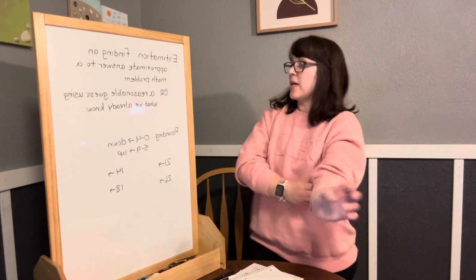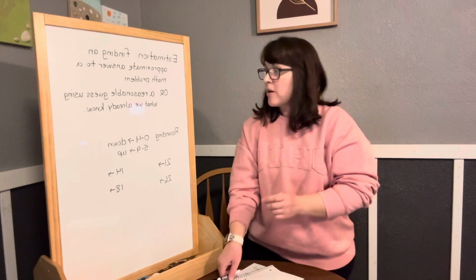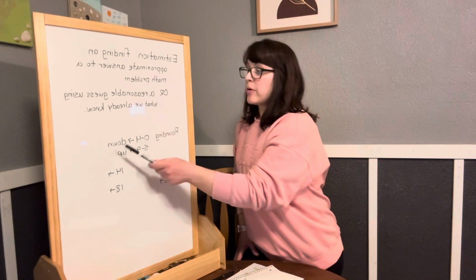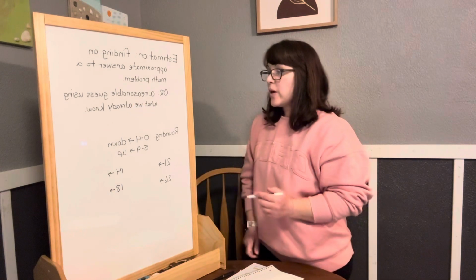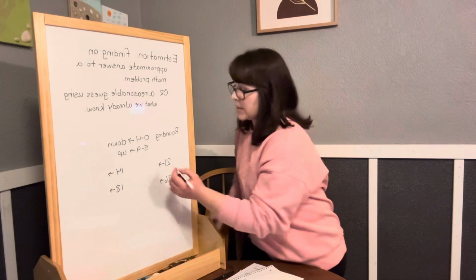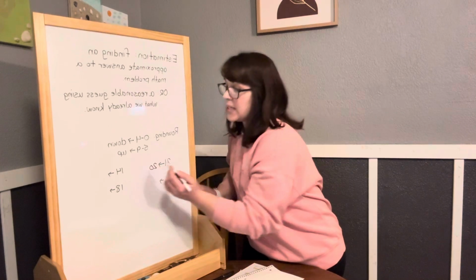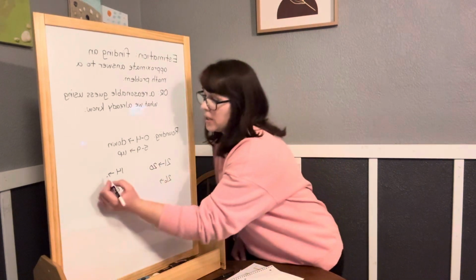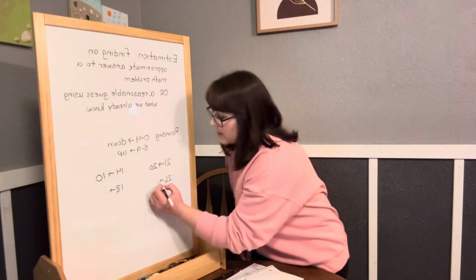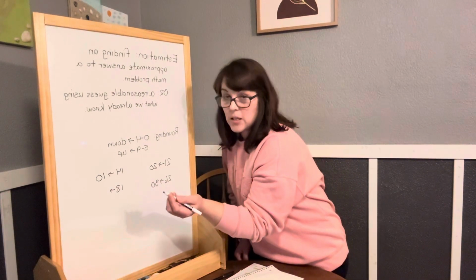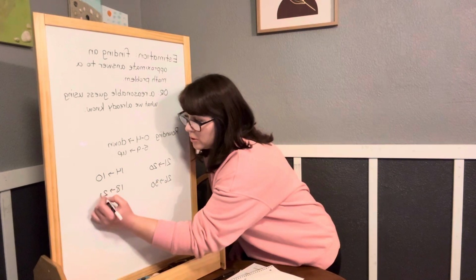Now, when we estimate, we're going to be using rounding. Remember that when we round 0 to 4, we round down. 5 to 9, we round up. So let's look here. 21, what would that round to? Good, it rounds down to 20. 14, what does that round to? Good, it rounds down to 10. What about 26? Good, it rounds up to 30. And 18? Yes, rounds up to 20.